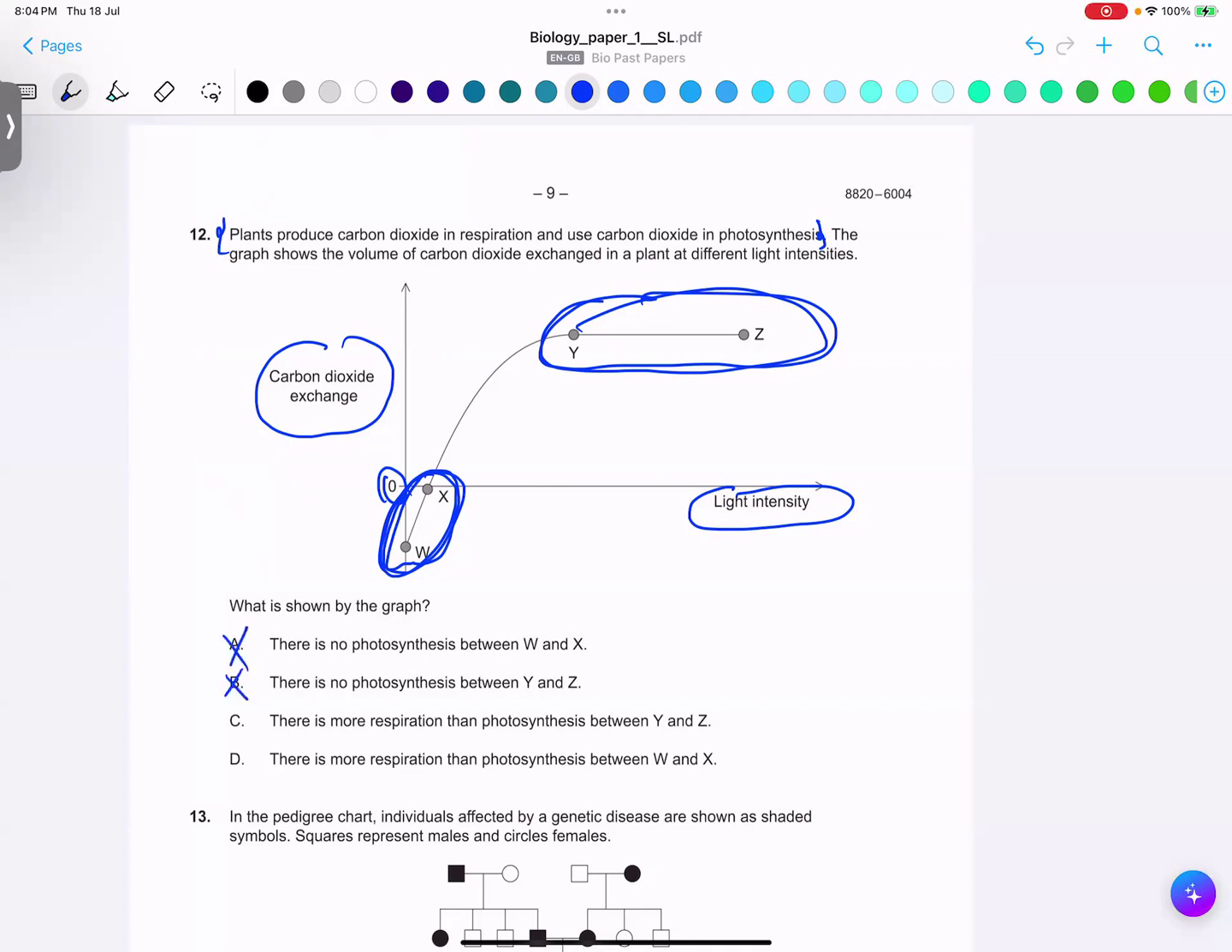And then for answer C, sorry, there is more respiration than photosynthesis between Y and Z. So no, there is no proof for that. Then, there is more respiration than photosynthesis between W and X. This is true, because there is more carbon dioxide exchange, but there is less light intensity. So this is the answer. And this is why they showed us this on the x-axis and this on the y-axis. So this is our answer.